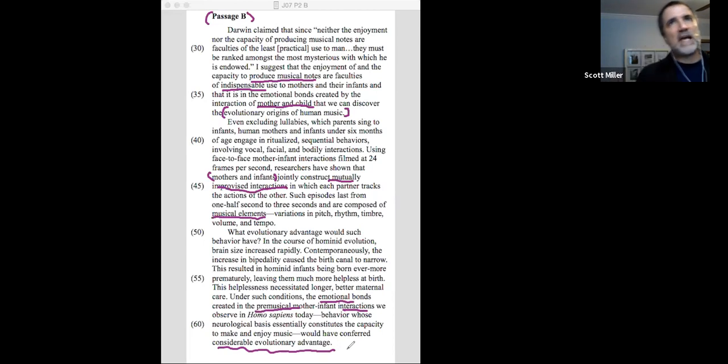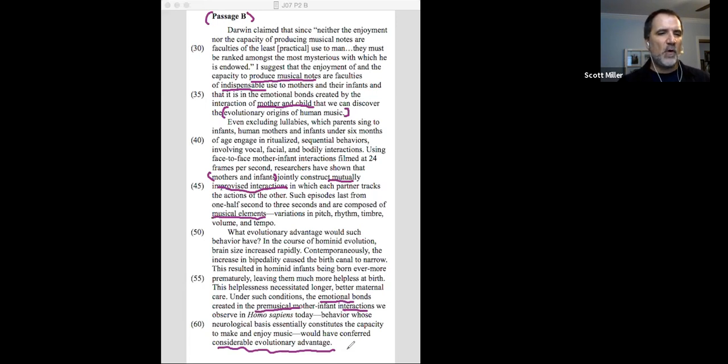So this is the big takeaway, because what we just talked about applies to all reading comprehension passages. Your ability to look at each paragraph, identify the main point, the main topic. It's good if you can remember details, okay, but not every detail is important. 24 frames per second is not important. The fact that mothers and infants are engaging in these interactions with musical elements, that's what's important in that second paragraph.